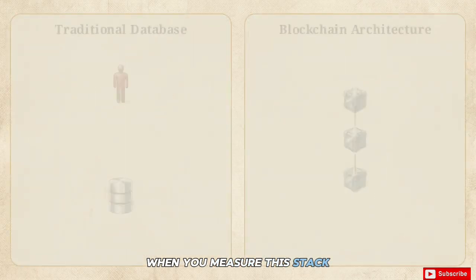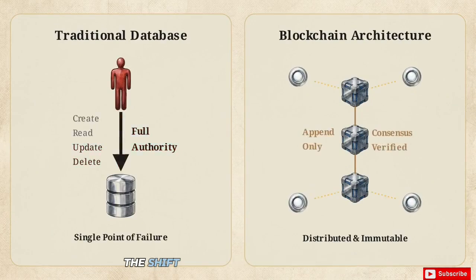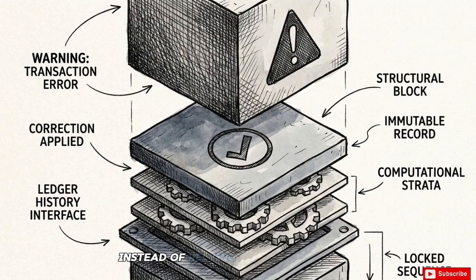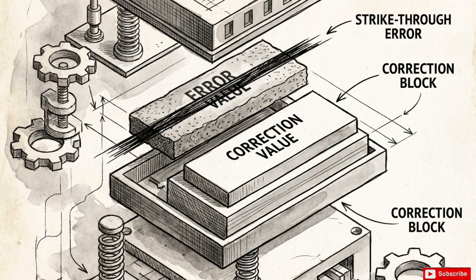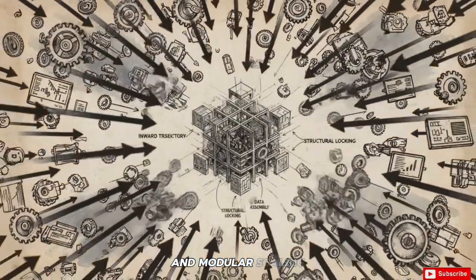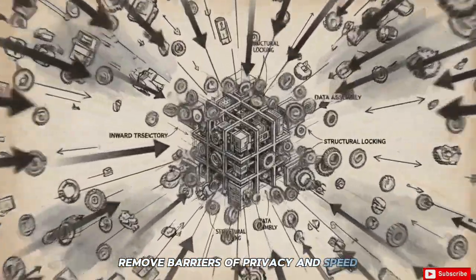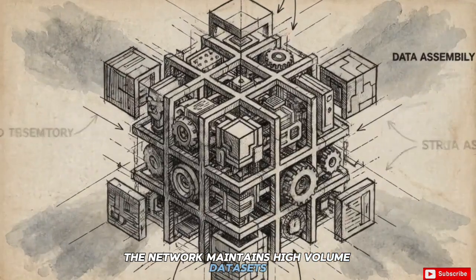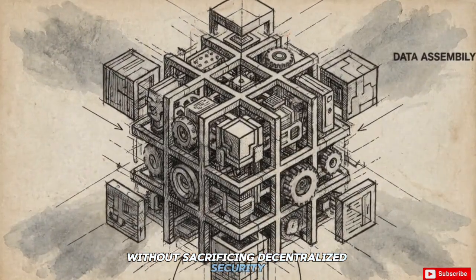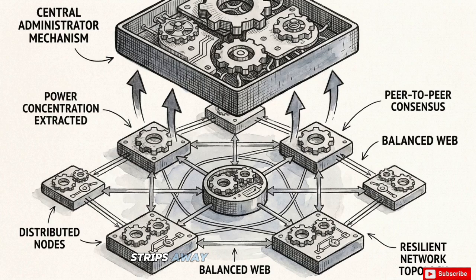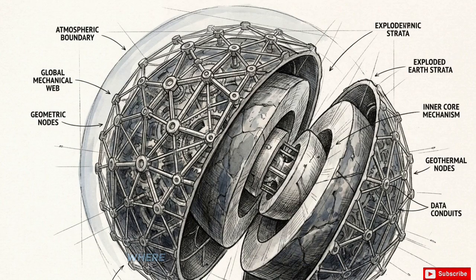When you measure this stack against a traditional CRUD database, the shift in accountability is total. Instead of relying on administrative oversight, the system provides an immutable, math-based history where errors and corrections are visible forever. As zero-knowledge proofs and modular scaling remove barriers of privacy and speed, the network maintains high-volume datasets without sacrificing decentralized security. The design of a blockchain strips away the need for central authority. It engineers a single shared reality where the integrity of the state is guaranteed entirely by mathematics, rather than institutional decree.